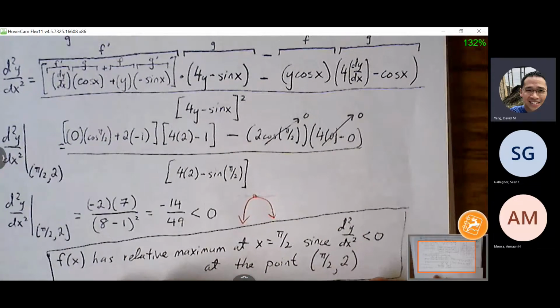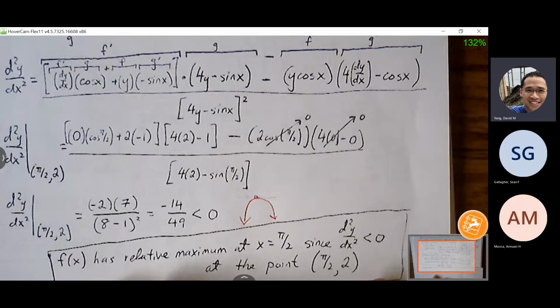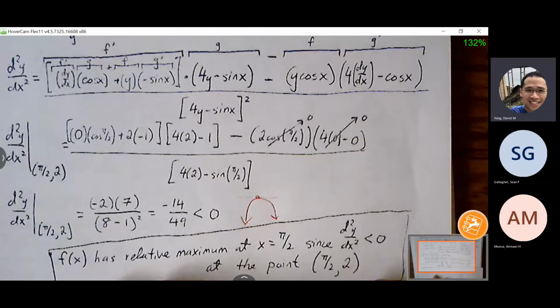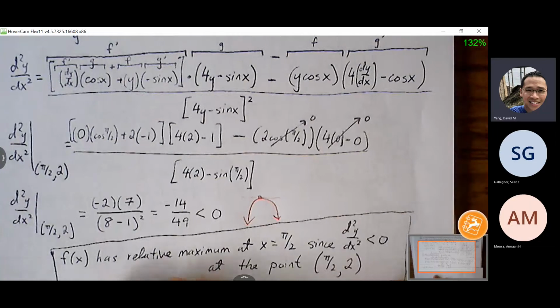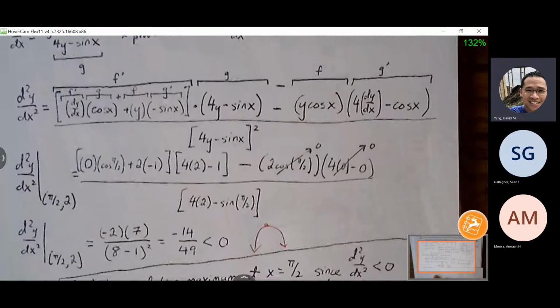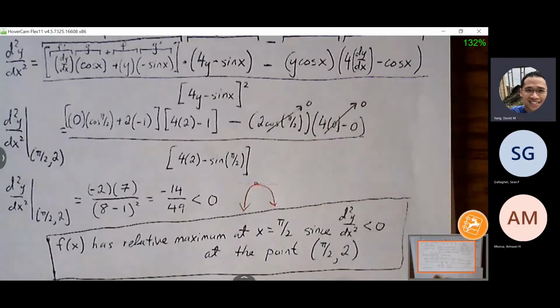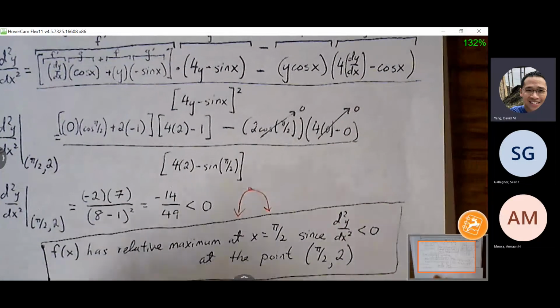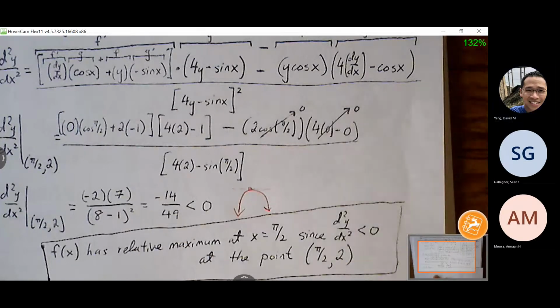Now, if it was first derivative test that you did, you have to set y cosine x equal to 0, and then 4y minus sine x equal to 0. Right. Find the points for that. But this is a little too complicated for them to expect students to do that, since there's too many variables. So they're kind of forcing you into the second derivative test because of the complexity of the derivative.